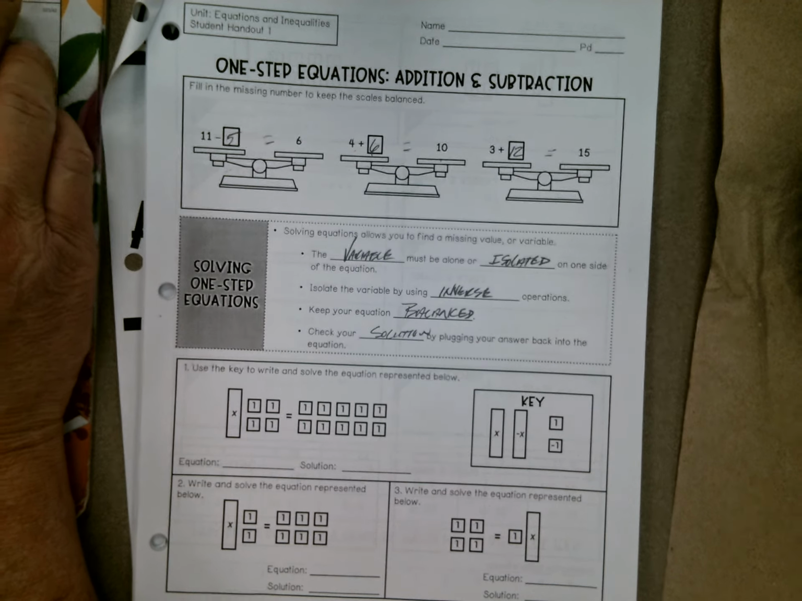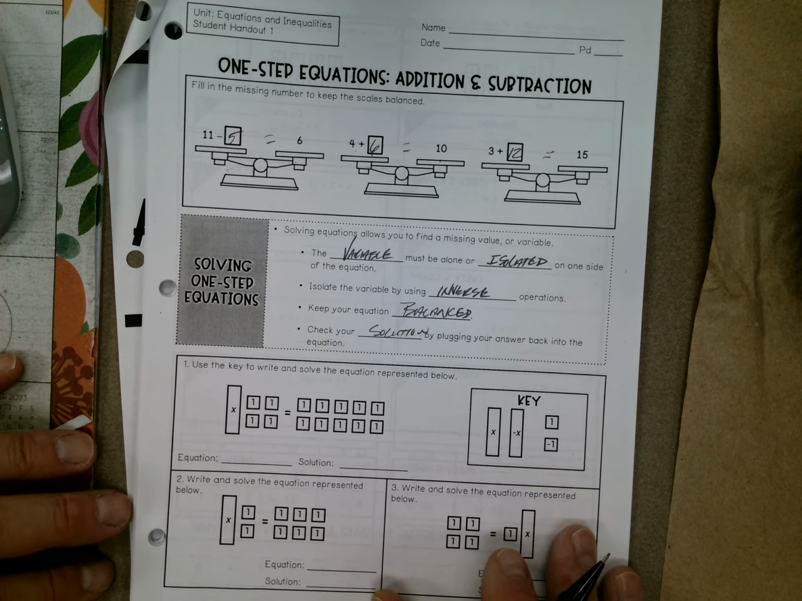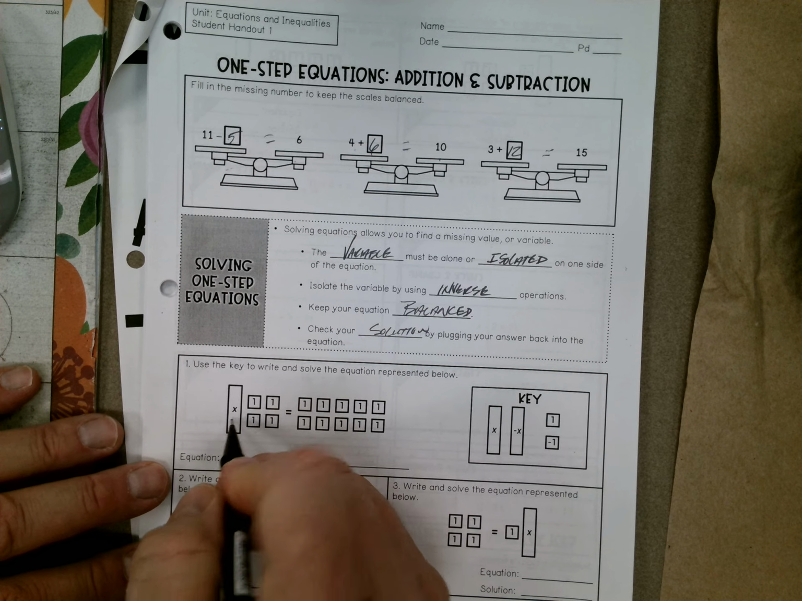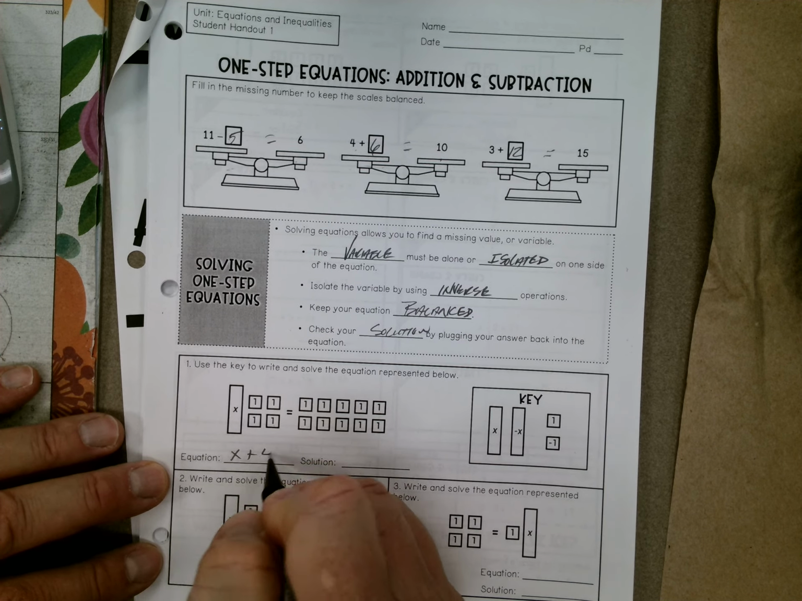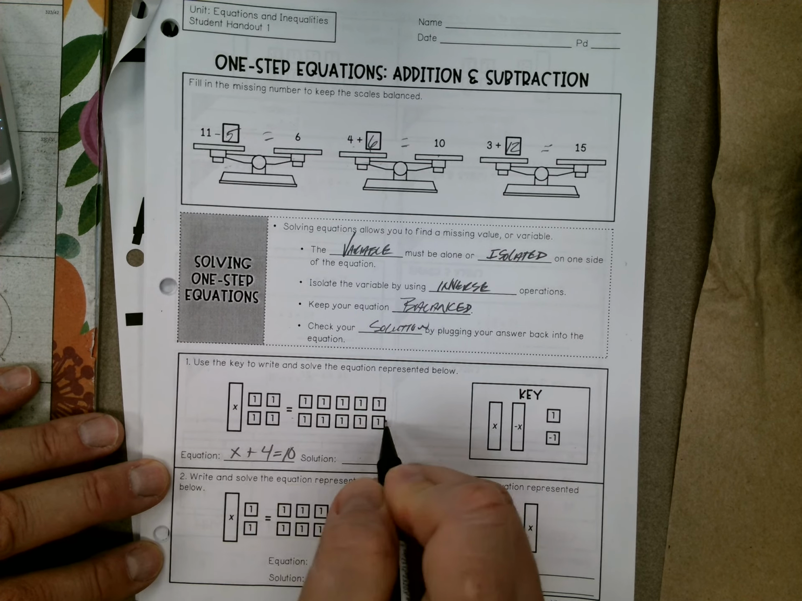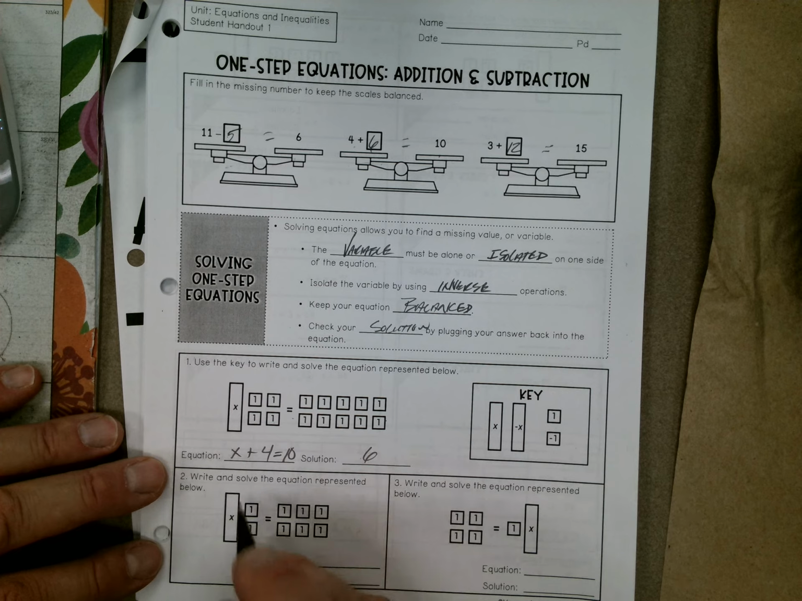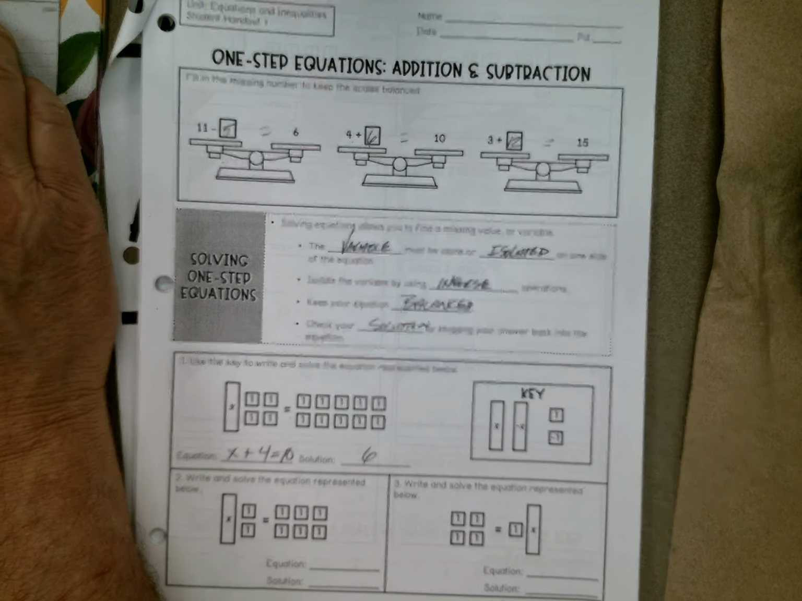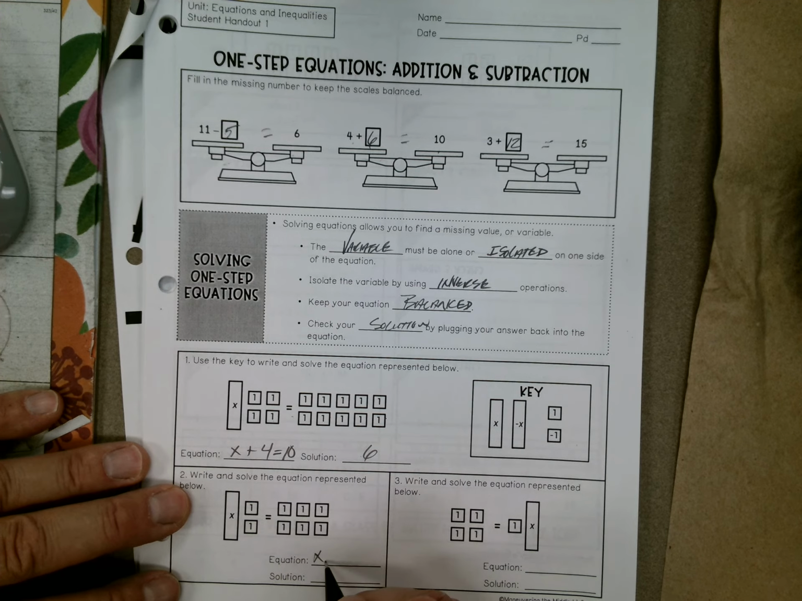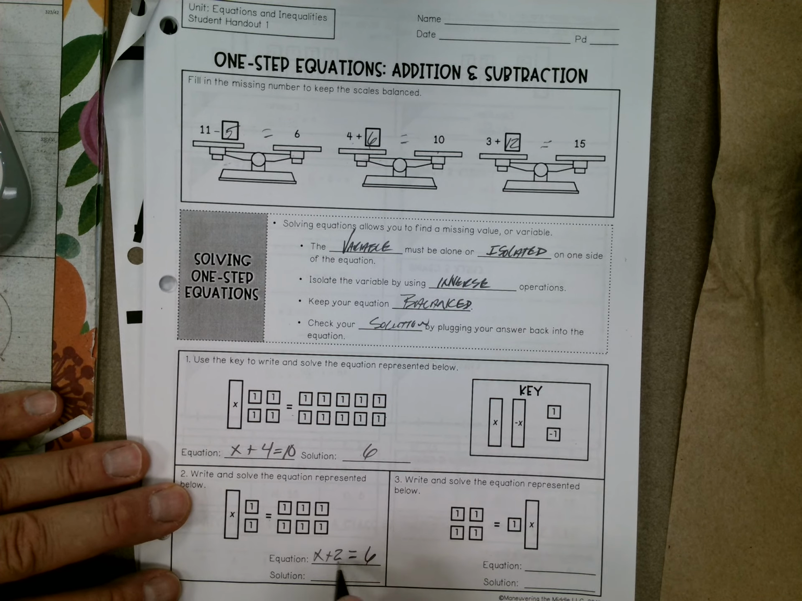Now, I'm not real high on these tiles, but we'll write them down. I think they're more confusing than anything. But anyway, for our equation, I have x plus 4 equals 10. The solution is 6. We don't need to show any work for that. Down here on number 2, we have x plus 2 equals 6. And our solution, of course, would be 4.